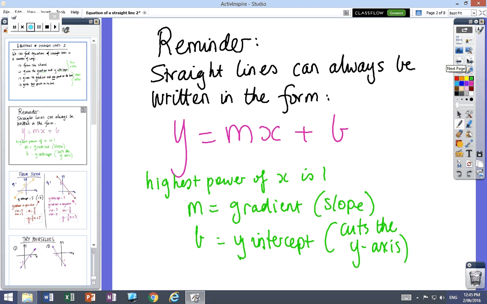So just a reminder that all straight lines can be written in the form y equals mx plus b. Note there's a power of 1 there, so when you see an x to the power of 1, it has to be a straight line. The m is the gradient, so the number in front of x is the gradient. The number that doesn't have any x's is the y-intercept. The gradient is sometimes called the slope, and the y-intercept is sometimes described as where it cuts the y-axis. So that's important to know.